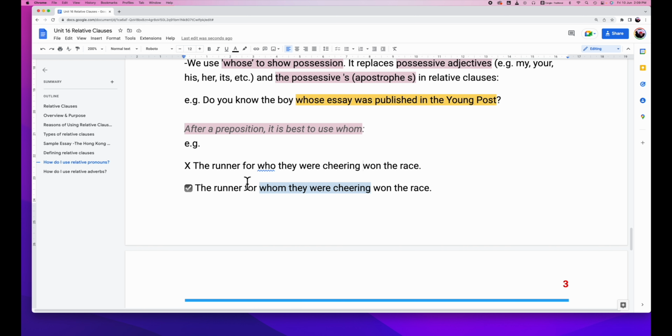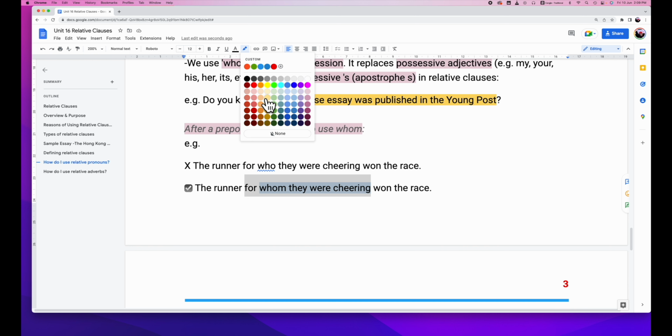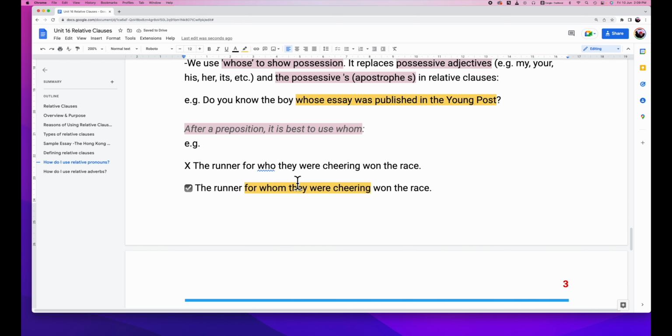Now, bear in mind, this is actually a prepositional phrase, functioning like an adjective, telling you more about the runner. This whole part is an adjective prepositional phrase. However, inside it, whom they were cheering is just part of the prepositional phrase, but it is a noun clause.